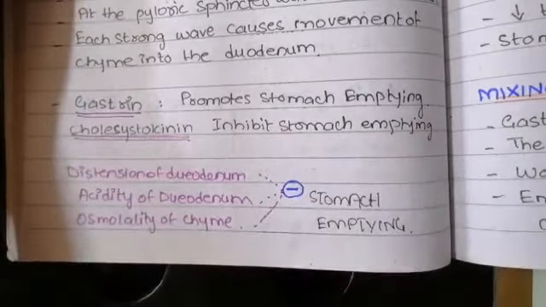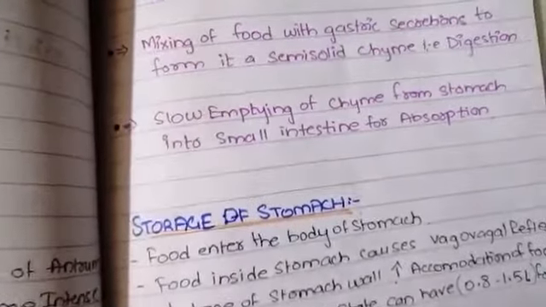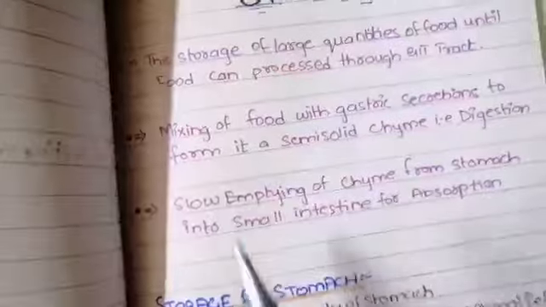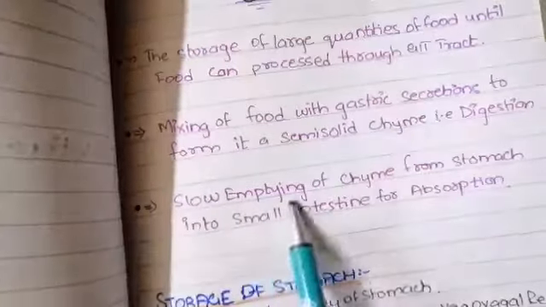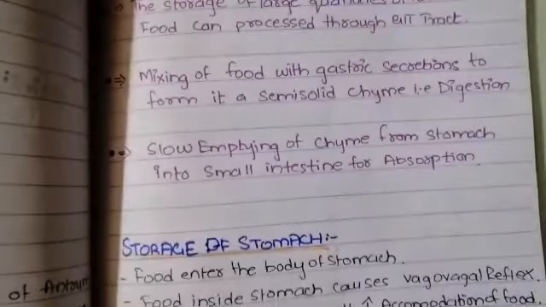That was the important motor function of the stomach. So this was a general explanation about the functions of the stomach that include the three main functions: the storage, the mixing and propulsion, and the stomach emptying. That is the slow emptying of the chyme from the stomach into the duodenum.